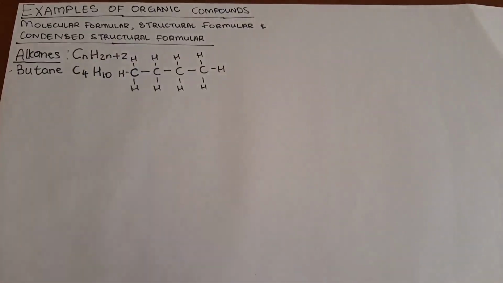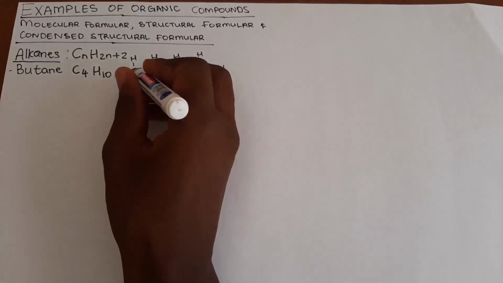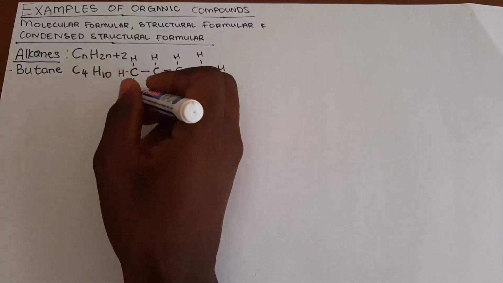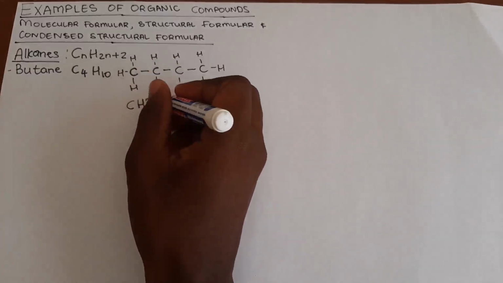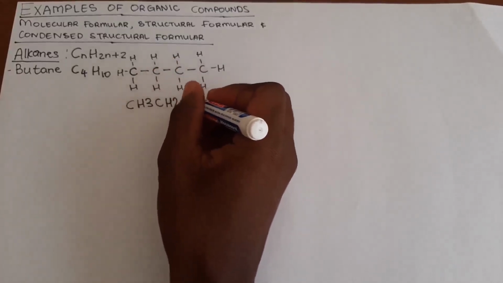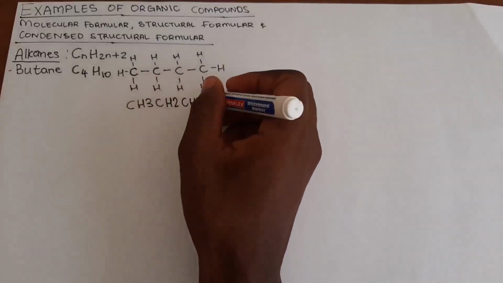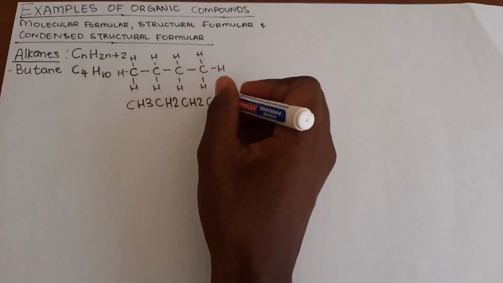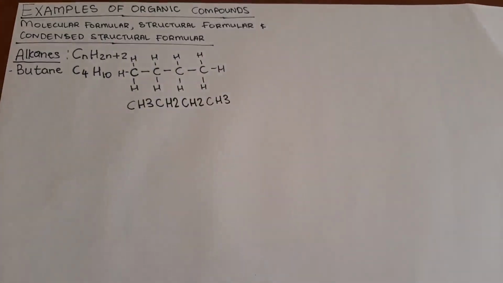Okay, you understand? So the condensed structural formula of butane is going to be: our first C, how many H atoms are bonding there? 3 H atoms. CH3. Then CH2, where we have 2 H atoms bonding. Then CH2, again 2 H atoms. And the last one has 3 H atoms, CH3. So this is the condensed structural formula for butane.